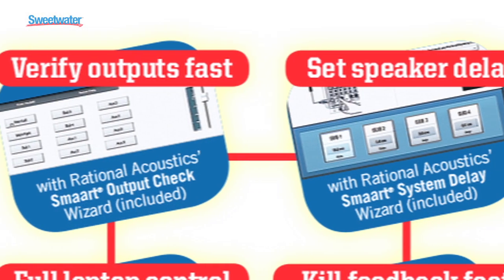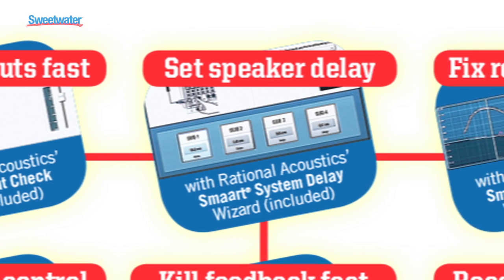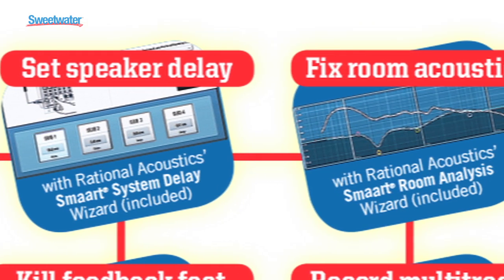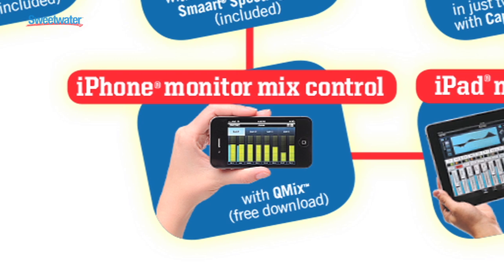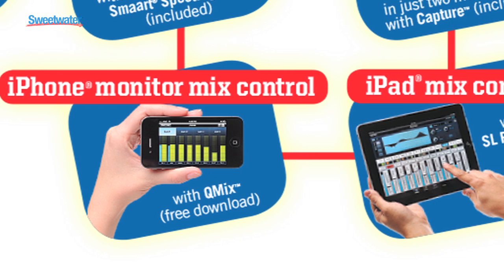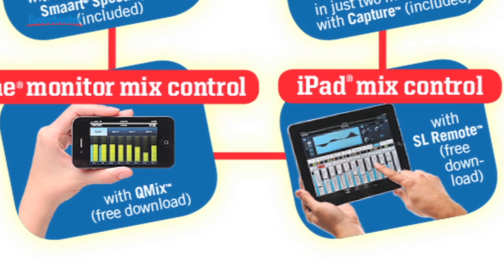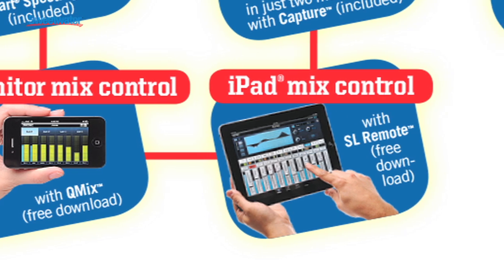The StudioLive 32 also comes with a version of Rational Acoustics Smart built right in. This allows you to not only tune your room, but you can set speaker delays and check outputs very quickly. The StudioLive 32 comes with an iPhone, iPod Touch app called QMix, as well as an iPad app called StudioLive Remote. This allows you to mix wirelessly, whether you're a musician on stage or you're the front of house guy.